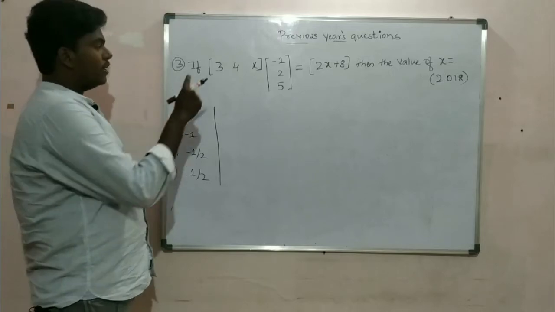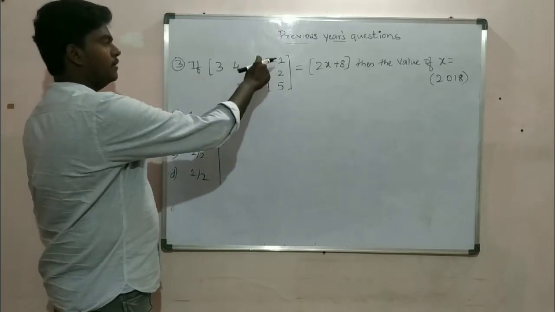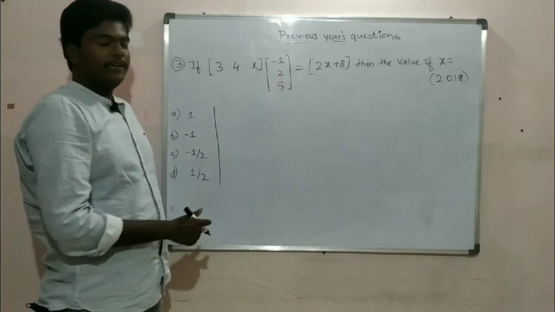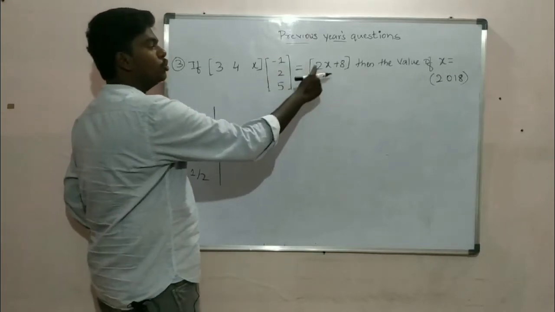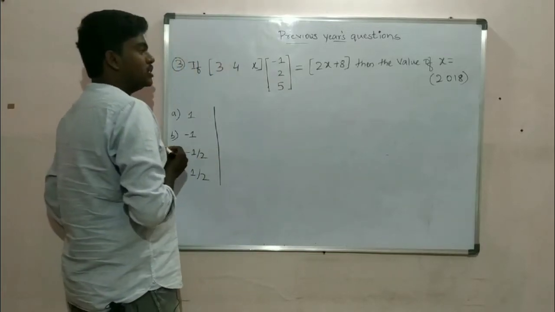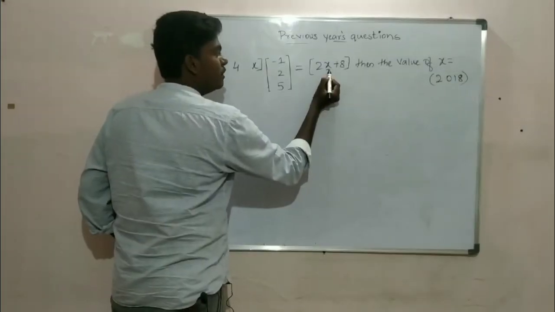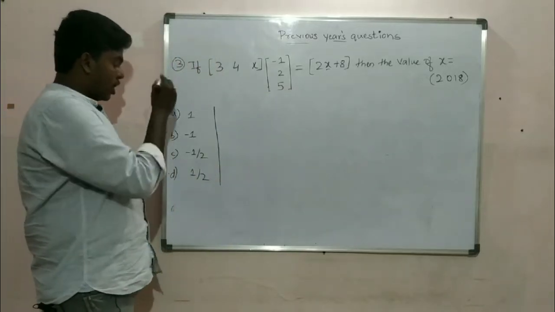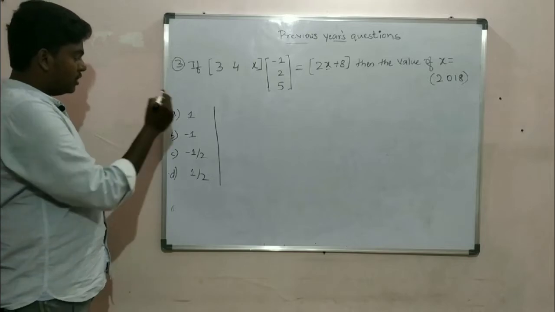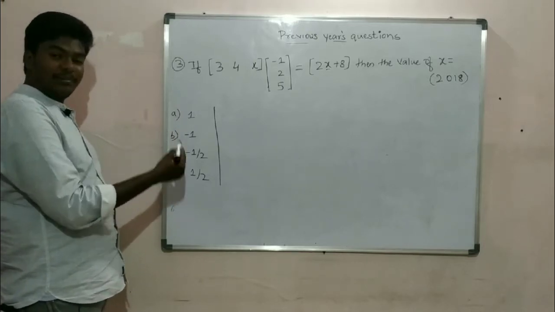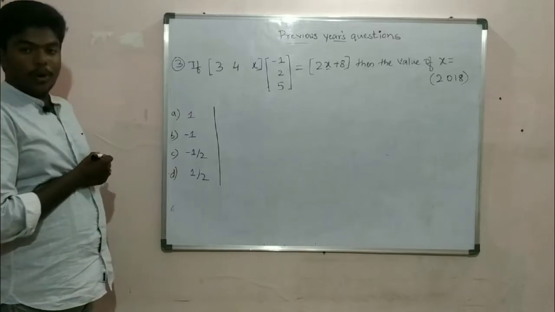Third problem: if [3, 4x] into [minus 1, 2, 5] is equals to 2x plus 8, then the value of x is. That means we have to find the value of x. First thing, 4 options are given. Option A is 1, option B is -1, option C is -1/2, option D is 1/2.